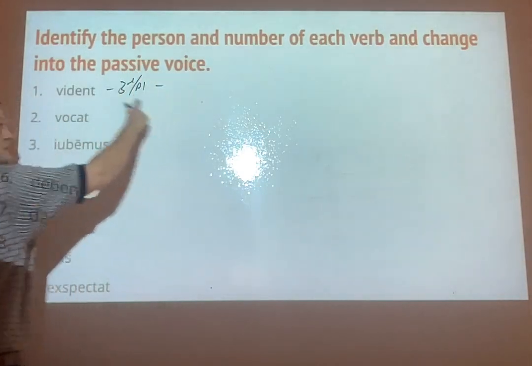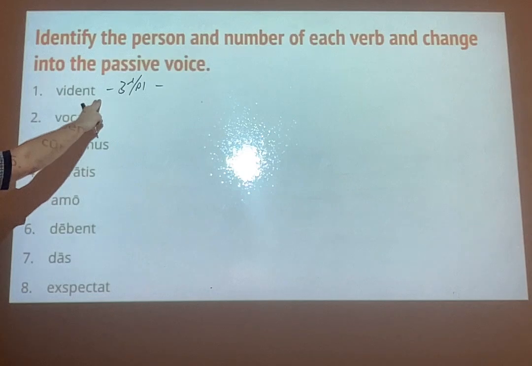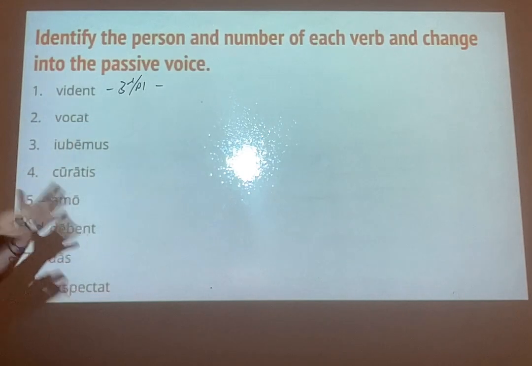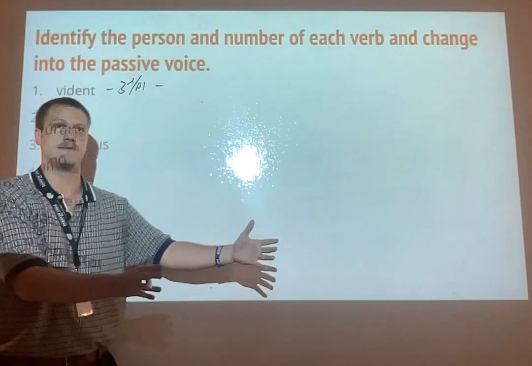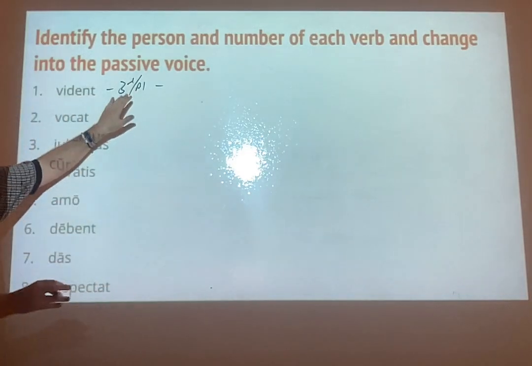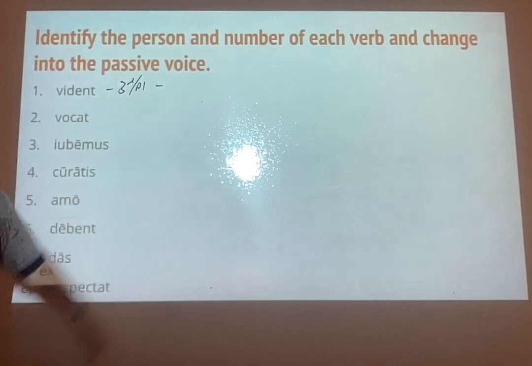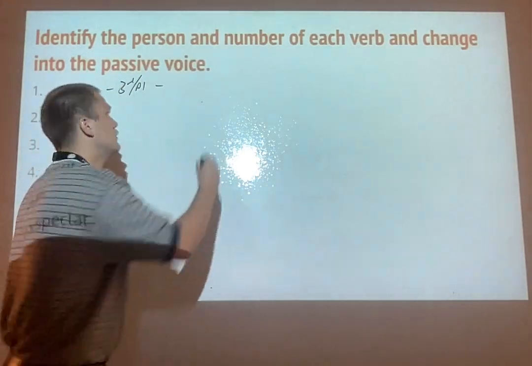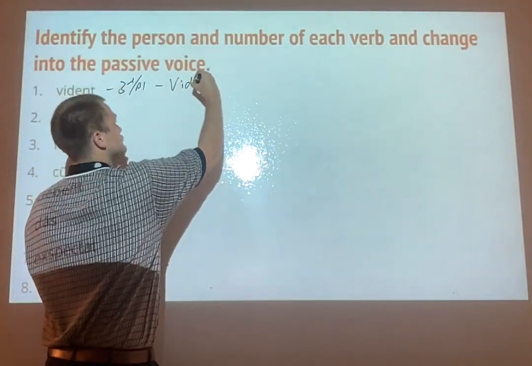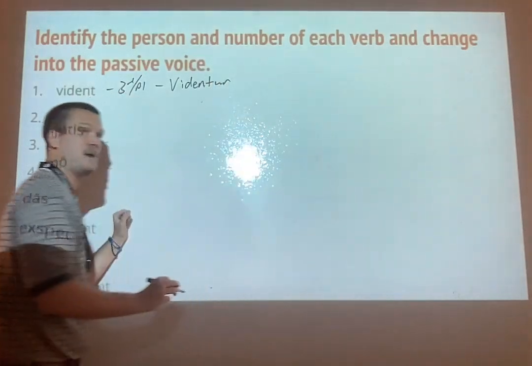Now I want you to take this verb and just change it from the active into the passive. So Kamari, what are you going to do here to take this verb, vident, and make it third person plural passive? What's it going to look like? Videntur. There you go. Now it's passive.